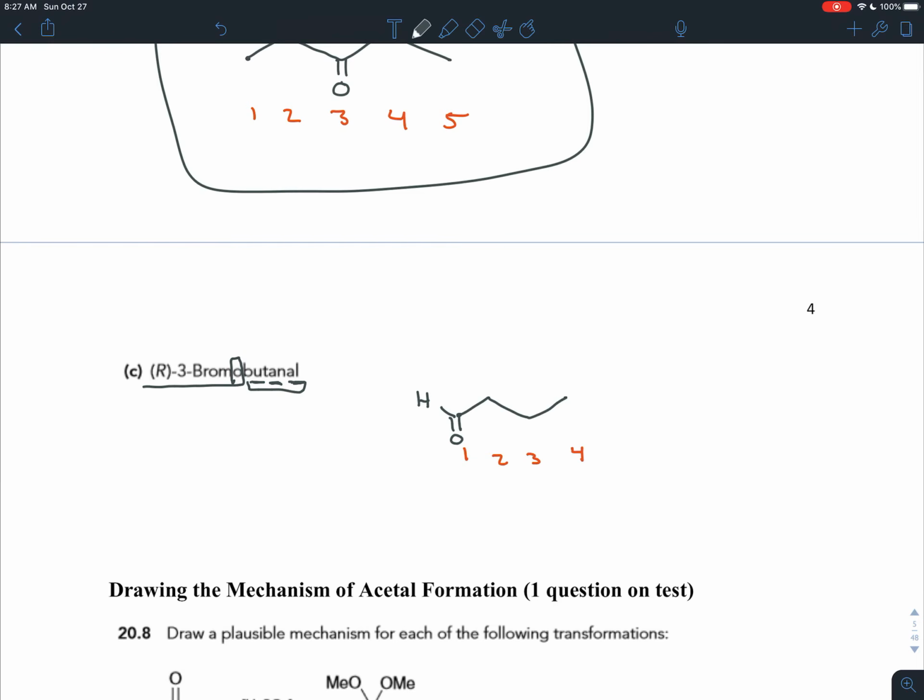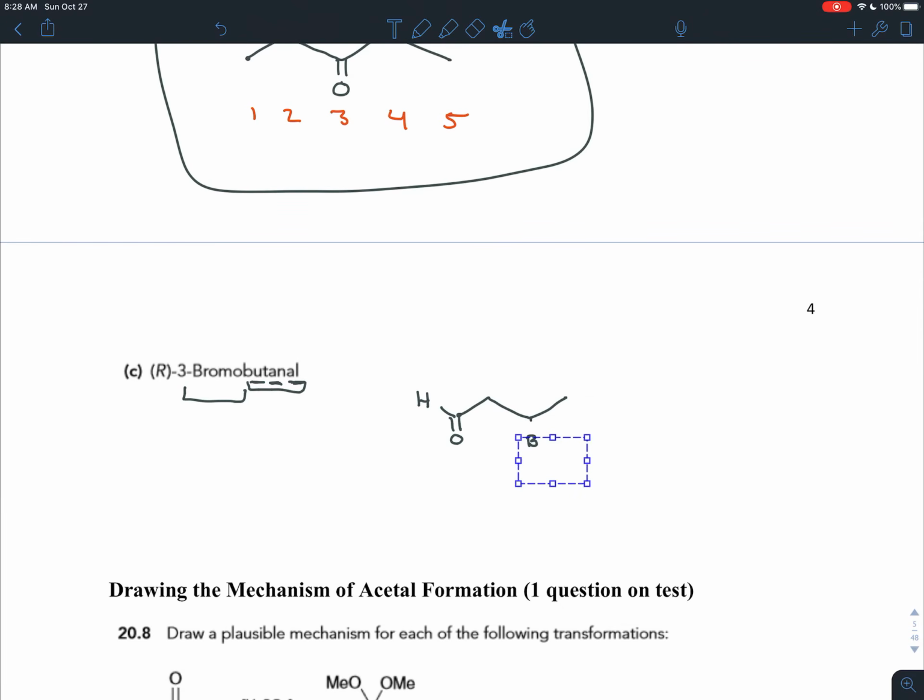You always want to number the chain to give the most important functional group the lowest number. And in this case, there's only one functional group, and it's the aldehyde. So it wants to get the lowest number. So that's butanal. Now on carbon number 3, we're going to have a bromine, this 3-bromo branch. But the question is, what will that bond be like? Will that bond just be a regular straight bond, if it's not a chiral center? Or will it be a solid wedge or a dashed wedge, if it is a chiral center?